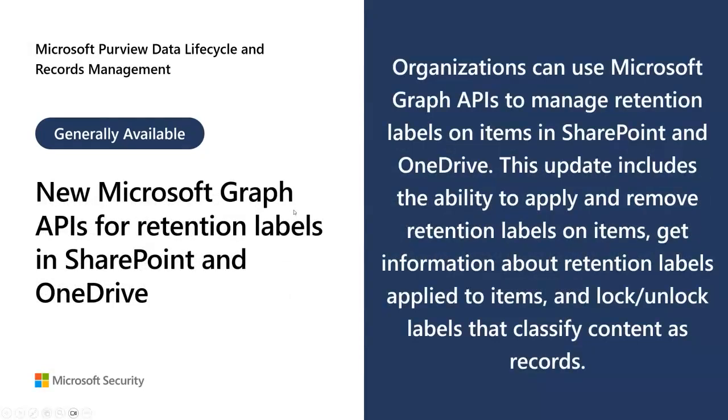All right. So now let's move on to the world of programmatic access to retention. The next two features that I'm going to talk about are related to graph APIs. So what you can do is, if you don't want to actually use the DLM capabilities that are there in the Purview portal because you have a certain niche use case that you want to enable, now you can use graph APIs to manage retention labels on items in SharePoint and OneDrive, right?